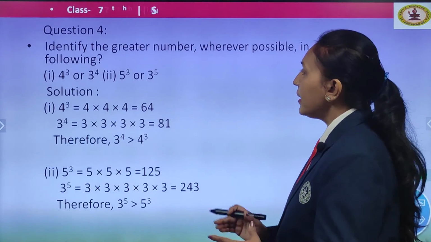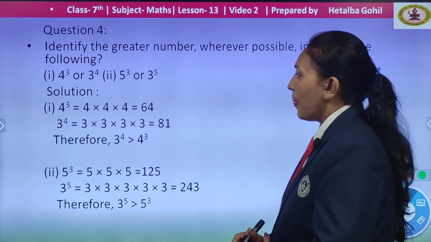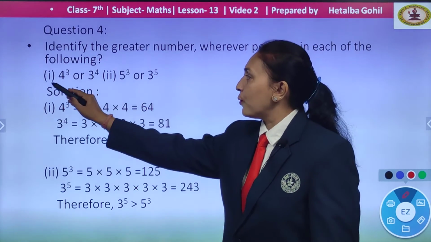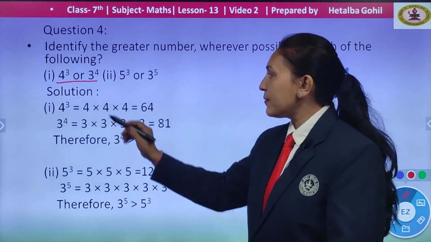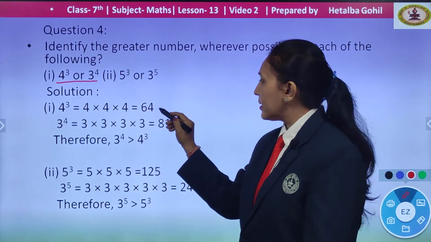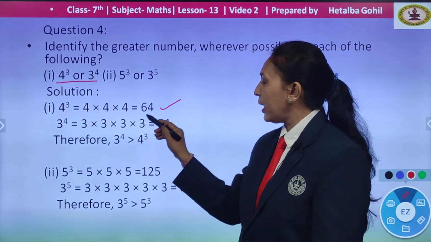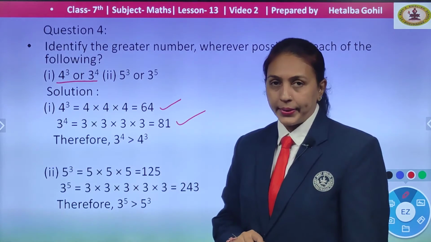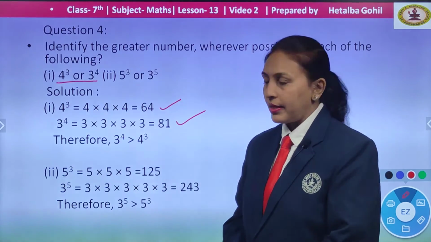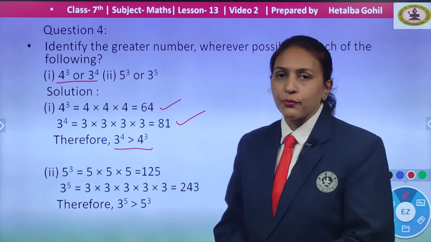Question 4. Identify the greater number wherever possible in each of the following. The first one given to us here, 4 raised to 3 or 3 raised to 4. Among the two, which is greater? Let us first list out. 4 raised to 3 is 4 into 4 into 4, that is 64. 3 raised to 4, that is 3 into 3 into 3 into 3, that is equal to 81. Okay. So 64 and 81 among the two, which is greater, children? 81, right? That means 3 raised to 4 greater than 4 raised to 3.